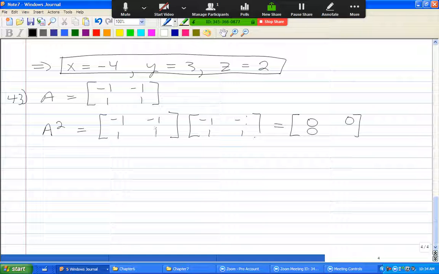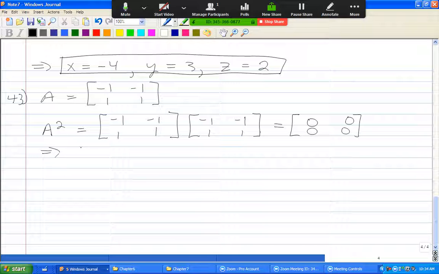Oops. Didn't mean, I was pointing, not trying to erase. But I guess I erased. I'm doing this last one. Negative 1 plus 1, 0.